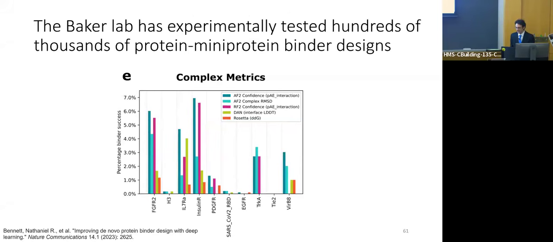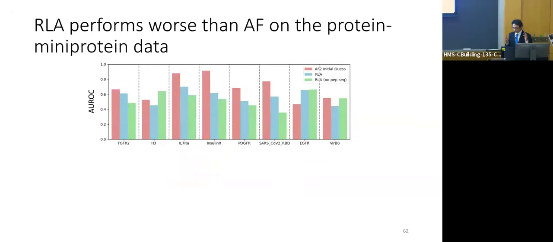This is still a very hard task. Even AlphaFold, the best performance it gets here is 7%, meaning that 7% of the designs that passed the AlphaFold filter actually worked, which could be a lot higher. So when we evaluated RLA on this task, similar to the RLE data, but to an even bigger extent, RLA wasn't working as well, and only for 2 of the proteins did RLA outperform AlphaFold.